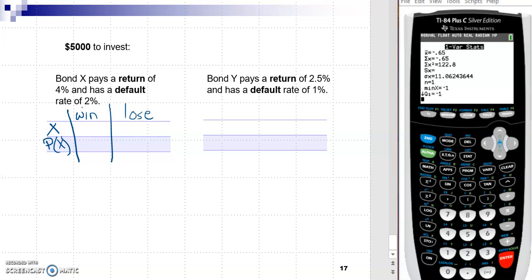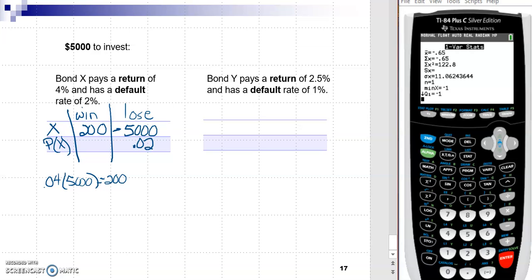So for bond X, if he makes money, what is 4% of $5,000? That's the amount that he can make. So 4% of 5,000 is $200. I'll check my arithmetic here. So he could make $200 if he invests his $5,000 here, or he could lose all of his money. If he loses it, he loses $5,000. That's a negative $5,000. Well, the probability he loses all of his money is 2%. So that's the probability that goes here, 2%.